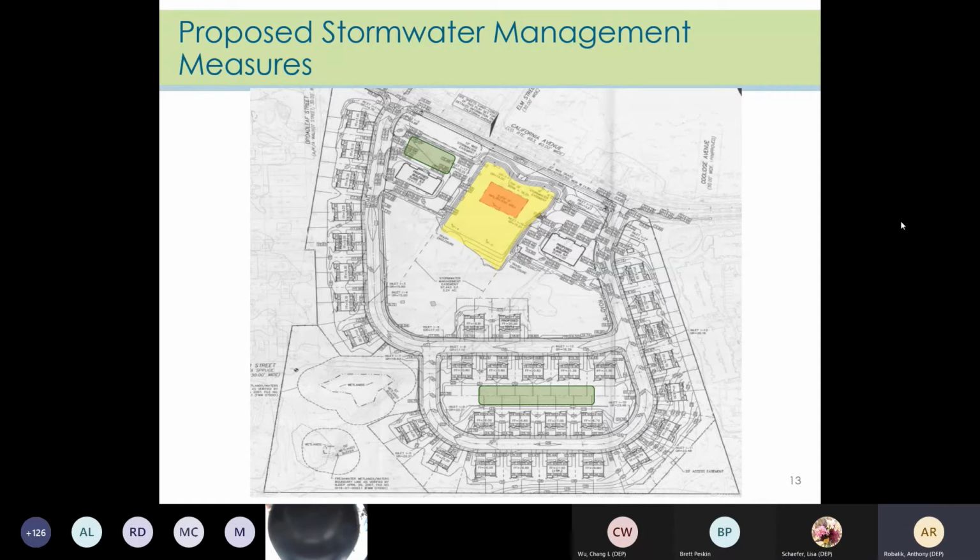So in this case, an option might have been to incorporate into the design multiple small-scale infiltration basins, each with a contributory drainage area less than or equal to 2.5 acres. And the areas highlighted in green are just to note some possible locations as an option for some of those small-scale infiltration basins.